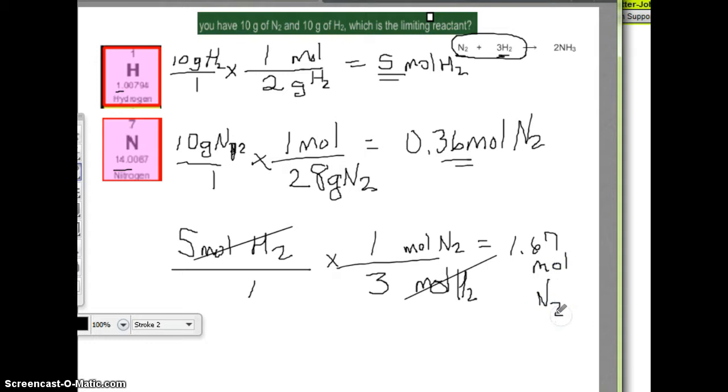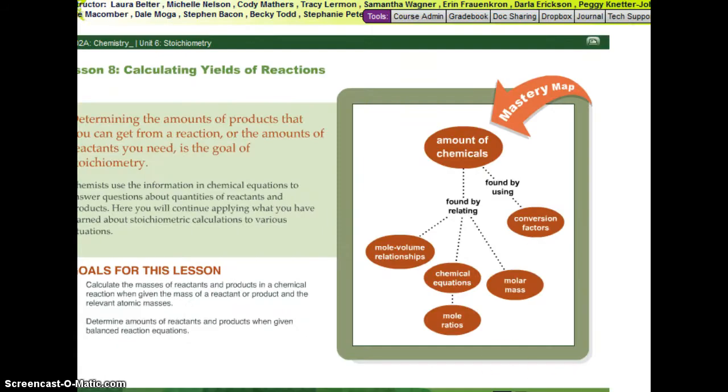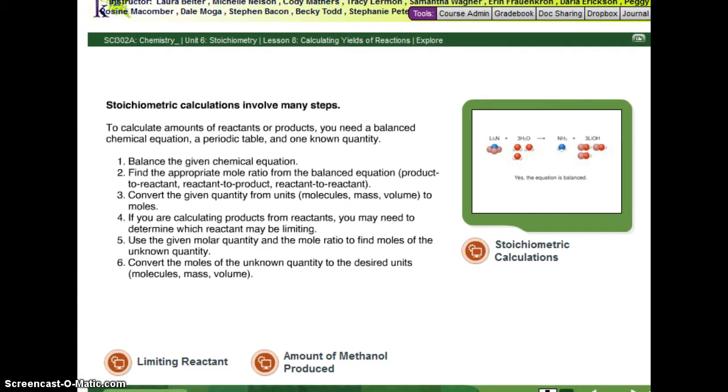dinitride. So that tells us how much we need. If I'm using 5 moles of H2, I need 1 2/3 moles of N2. Do I have that? No, I don't. Therefore, N2 is my limiting reactant. I don't have enough of it. All right. Now, in the lesson, they actually checked the other one out for us, which is kind of nice. You can see both.